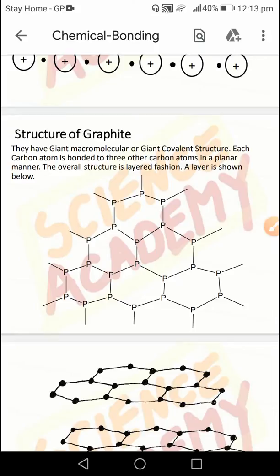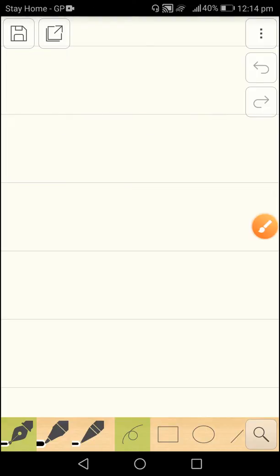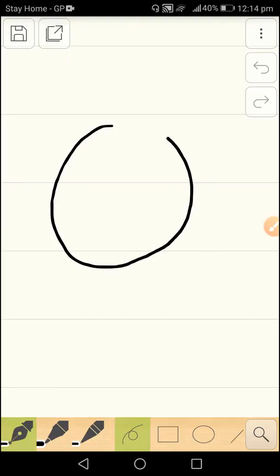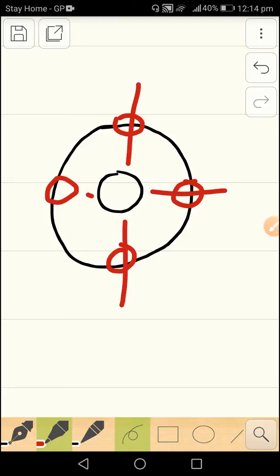Look, before starting the structure of graphite, we need to go into the structure of the outermost shell of carbon. If this is a carbon atom, then in the outermost shell of the carbon atom there are 4 electrons. How many electrons are there? There are 4 electrons, all single. That means this carbon atom can form 4 single bonds.